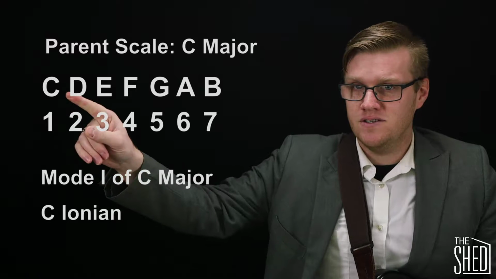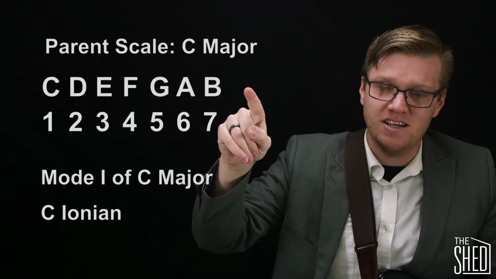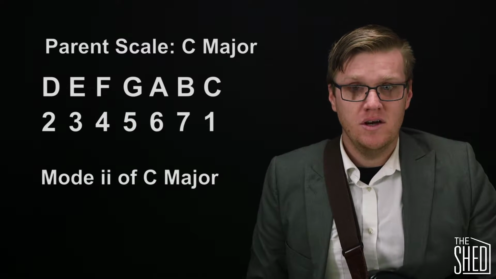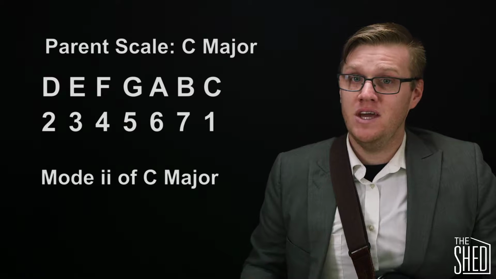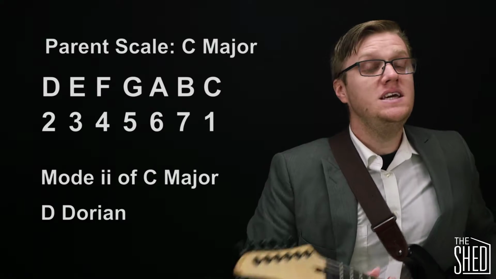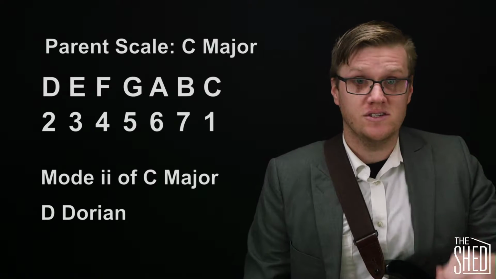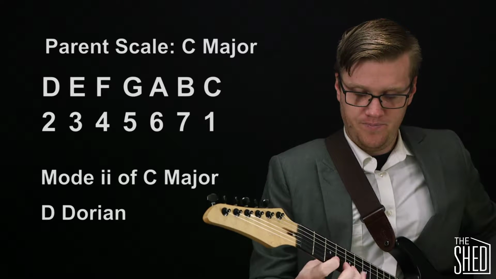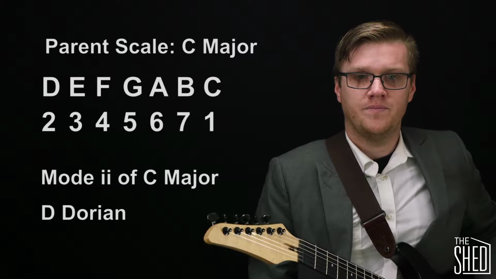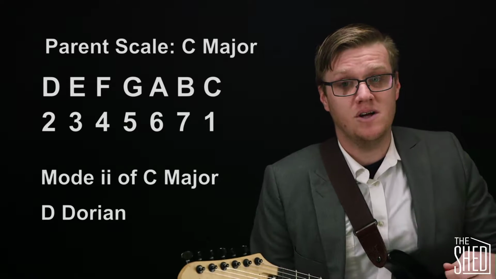So now let's take that first note, let's take C, and we're going to move it to the end. So we're going to start this on D. All right, this is mode 2 of C major. So it's still the parent scale of C major, but now we're starting it on that second note. This is called the D Dorian scale, but it's just C major starting on D. So here's D Dorian. Same notes as C major, but I'm starting on D.